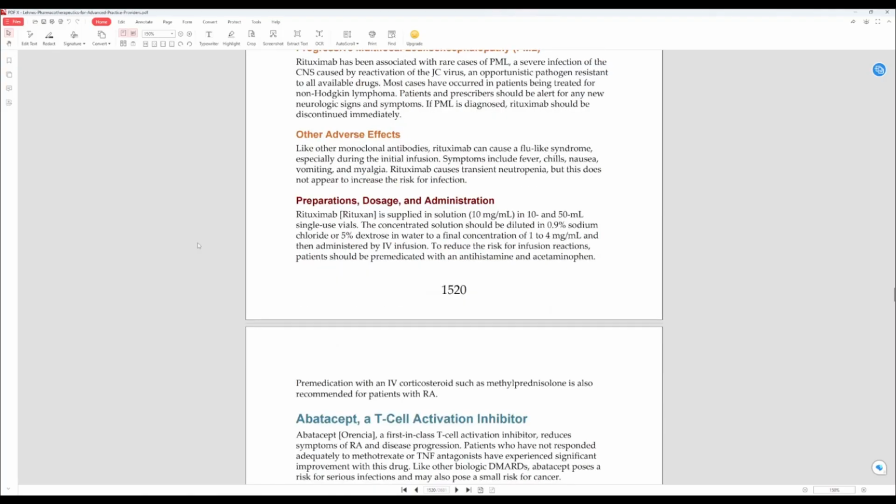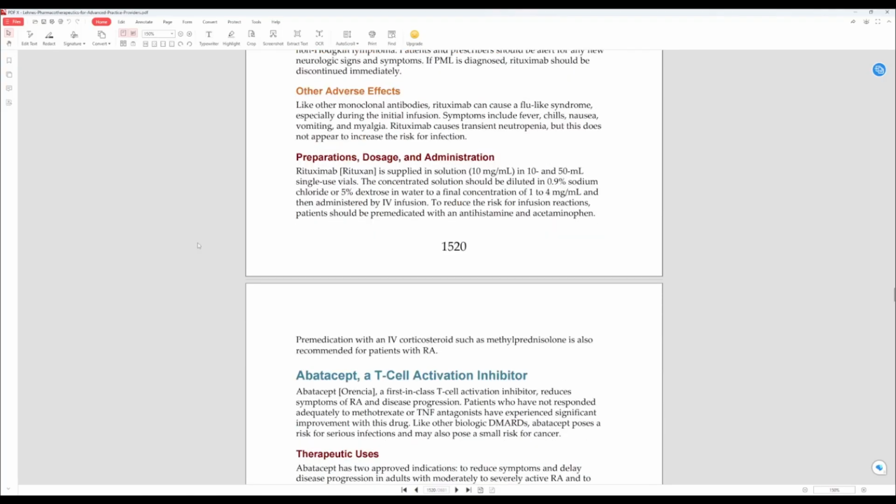Other adverse effects: like other monoclonal antibodies, rituximab can cause a flu-like syndrome, especially during the initial infusion. Symptoms include fever, chills, nausea, vomiting, and myalgia. Rituximab causes transient neutropenia, but this does not appear to increase the risk for infection.